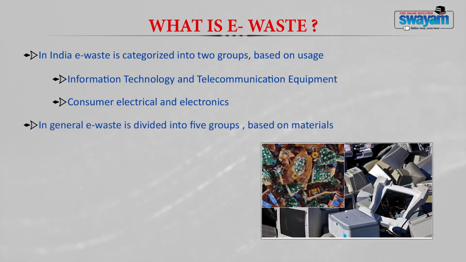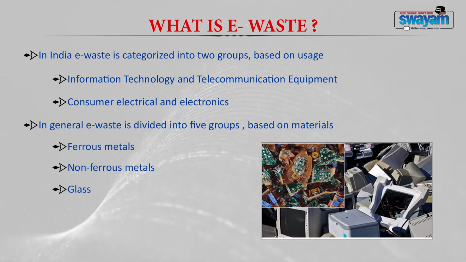Now in general, e-waste is divided into 5 groups based on the material used: ferrous metals, non-ferrous metals, glass, plastic and others. If you see the composition of electronic waste, iron and steel occupies a major proportion of 48%, followed by plastic which contributes 21% of the weight, and then non-ferrous metals. This also includes precious metals. This contributes a total of 13% of weight, and out of the 13%, 7% is occupied by copper.